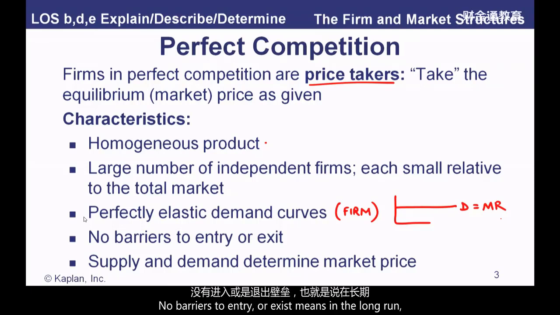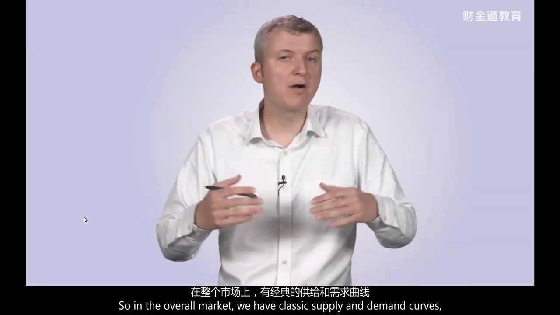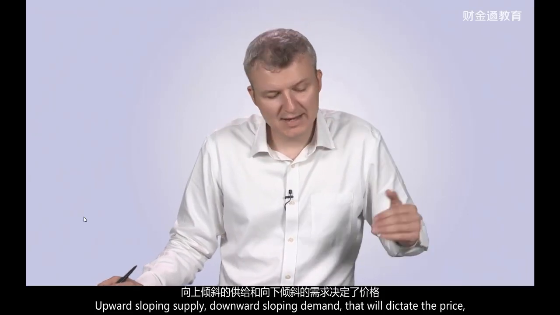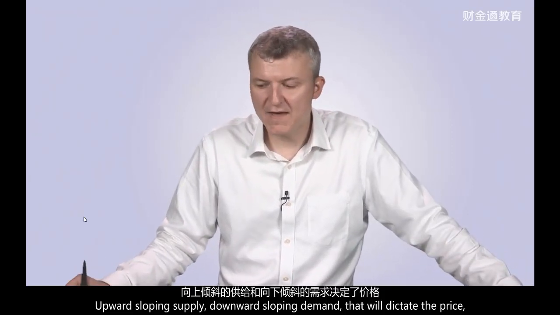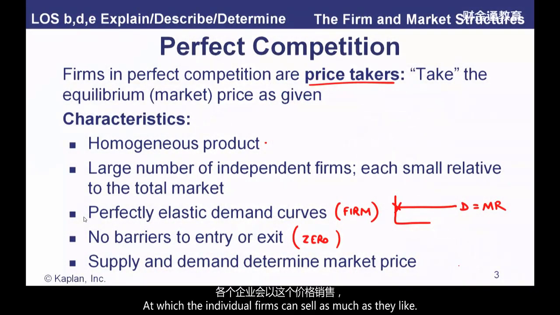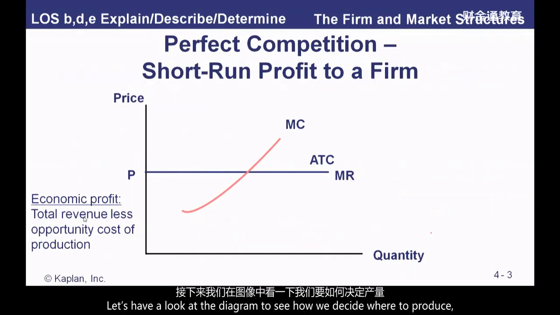No barriers to entry or exit means in the long run we will see zero economic profits. And it's supply and demand that determine the market price. So the overall market will have classic supply and demand curves, upward sloping supply, downward sloping demand. That will dictate the price at which the individual firm can sell as much as they like. They are the characteristics. Let's have a look at a diagram to see how we decide where to produce.